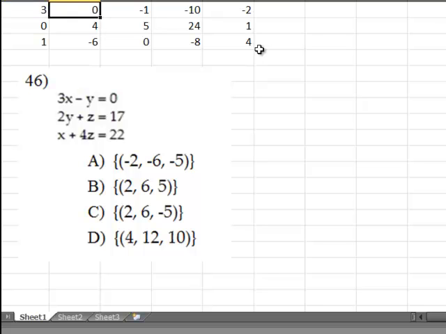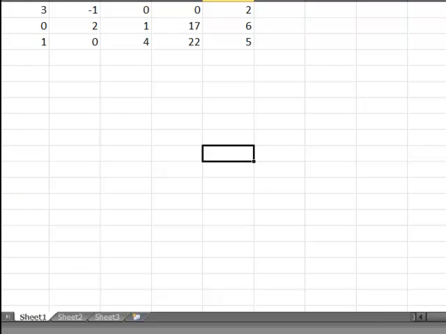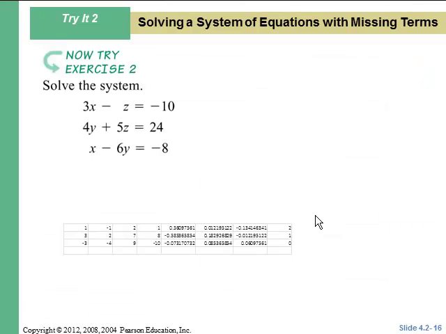Okay, here's how I solved it. 0 for z. Second equation, x is 0, y is 2, z is 1. Answer is 17. Third equation, x is 1, y is 0, z is 4. Solution is 22. Oh, I might have done something wrong. 3, negative 1, this is supposed to be. So if you make a mistake, you can correct your mistakes pretty easily. And you see the answer is B. Matrix also, you solve this one.